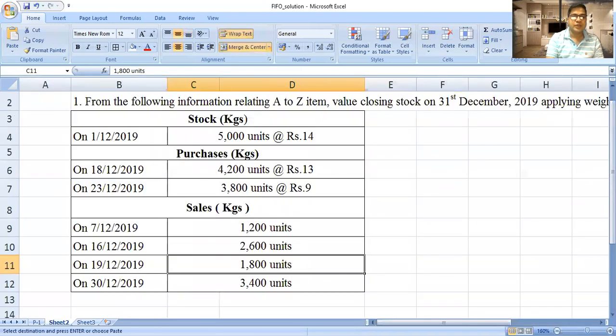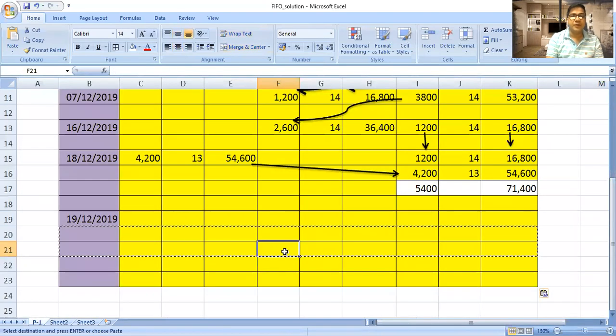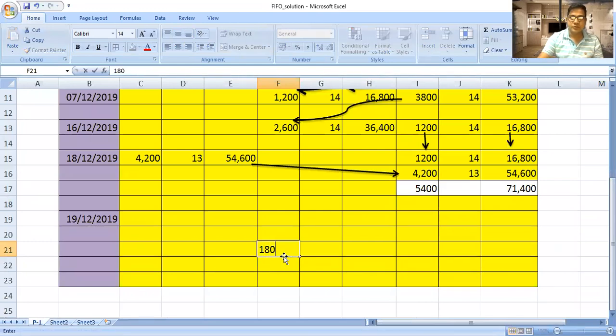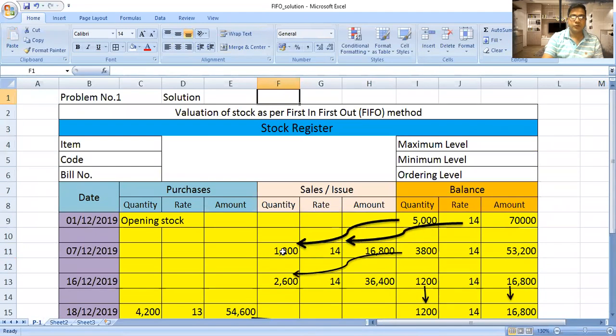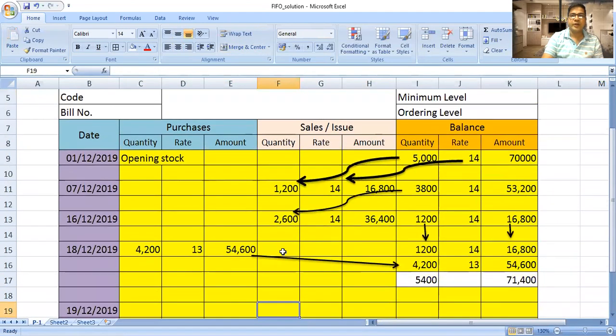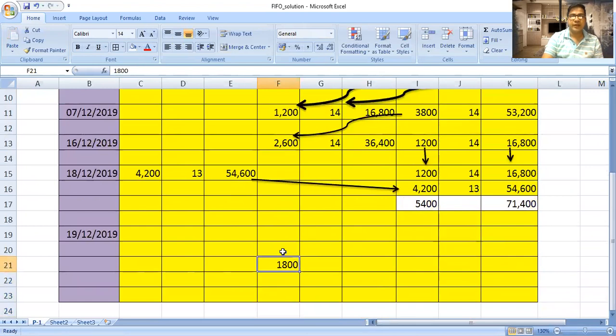We want to sell 1,800 units. So we will keep here 1,800 units in the unit or quantity column. Now we have two rates. The first rate is 14, which was purchased first. The rate of 13 was purchased after. So our method is first in, first out.